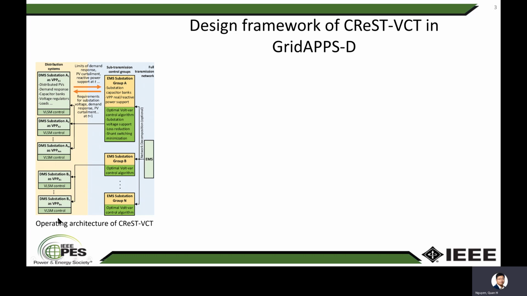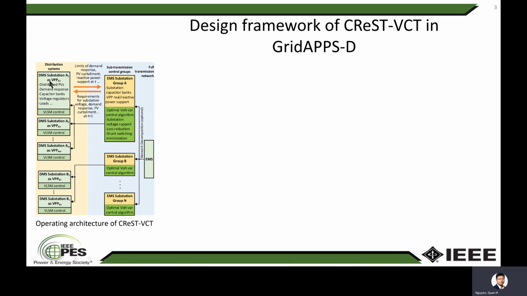This figure shows the overall operating architecture of CReST-VCT. CReST-VCT optimizes the use of all reactive power resources in subtransmission system and distribution systems by solving two optimization problems in subtransmission and distribution system. And it relies heavily on bidirectional communication between EMS and DMS. More information about CReST-VCT can be found in one of the references in our paper.